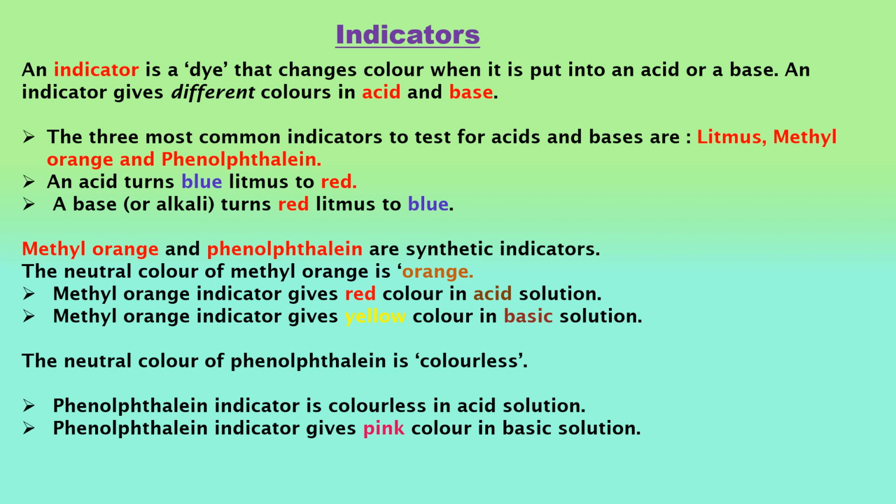The neutral color of methyl orange is orange. Methyl orange indicator gives red color in acid solution. Methyl orange indicator gives yellow color in basic solution. The neutral color of phenolphthalein is colorless. Phenolphthalein indicator is colorless in acid solution. Phenolphthalein indicator gives pink color in basic solution.